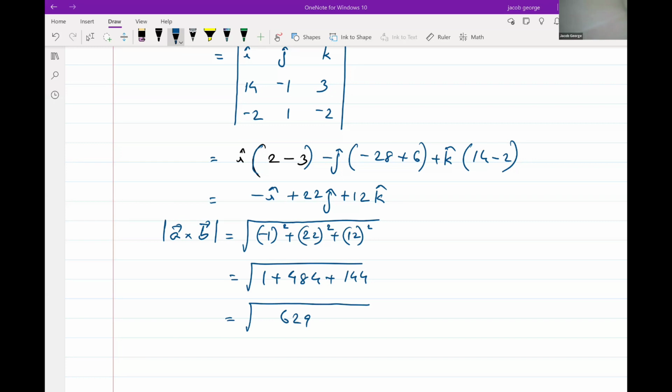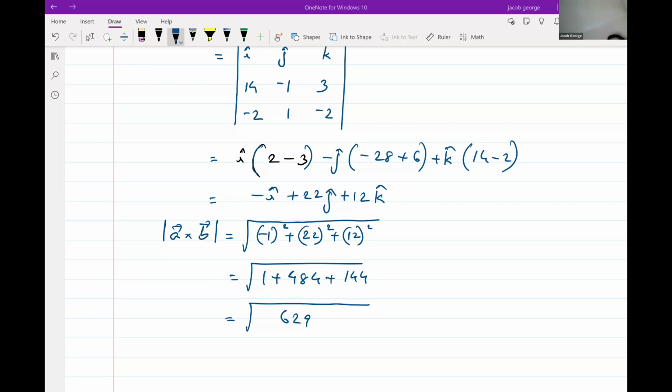So for every question of this type, you will find the cross product. You are getting the vector which is perpendicular to both. After that, we get the unit vector and then multiply that unit vector with a 9. Okay, so done till here.